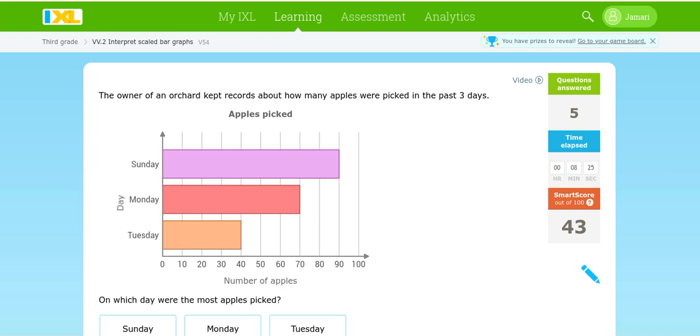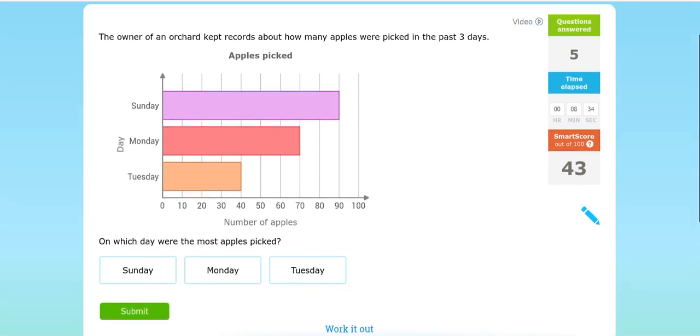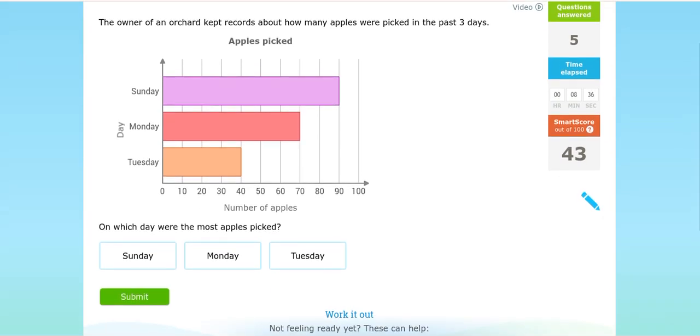The owner of an orchard kept records about how many apples were picked in the past 3 days. The scale on the bar graph is apples picked, and these are the scales: 0, 10, 20, 30, 40, 50, 60, 70, 80, 90, 100. It's just skip counting by 10 if you didn't know.